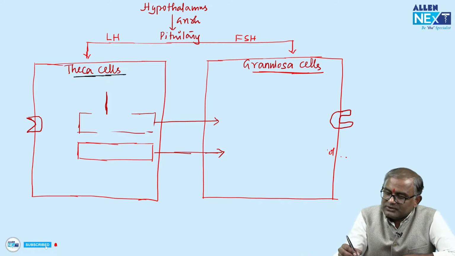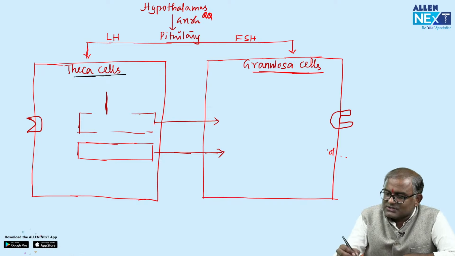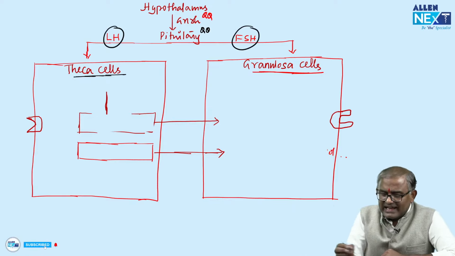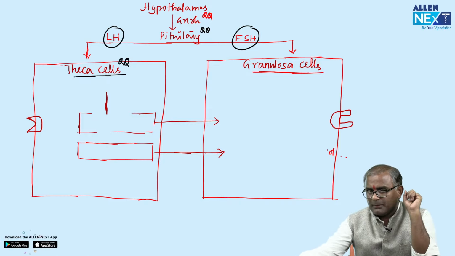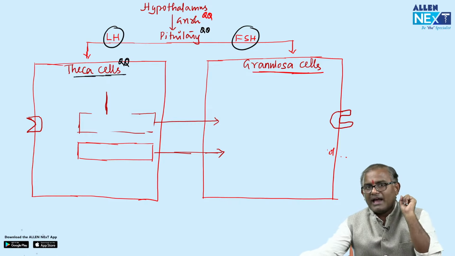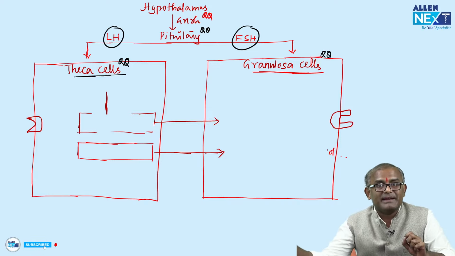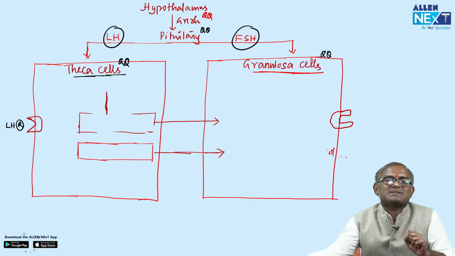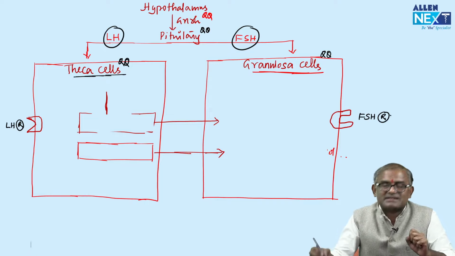You all know from hypothalamus GnRH is released. Now doctor, this GnRH acts on anterior pituitary to release LH and FSH. Now LH acts on theca cells. That is a $1 million MCQ. You got the point, doctor? LH acts on theca cells. FSH acts on granulosa cells. Means theca cells have LH receptors. Granulosa cells have FSH receptors.